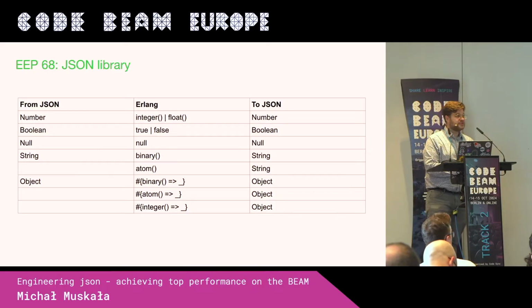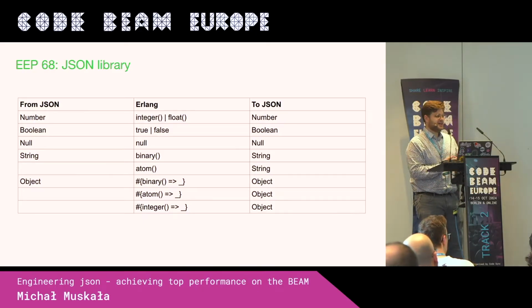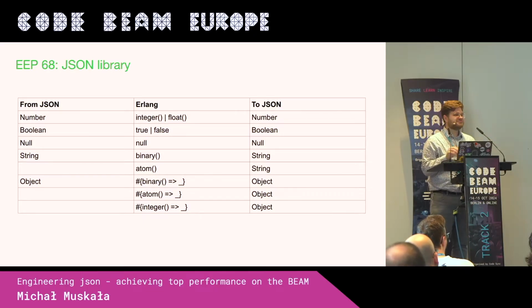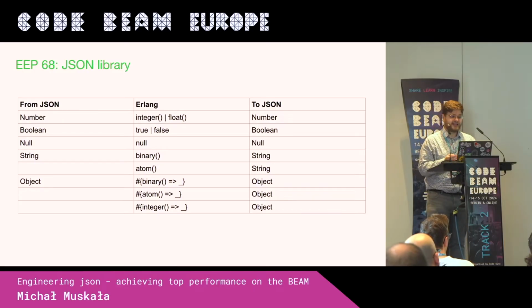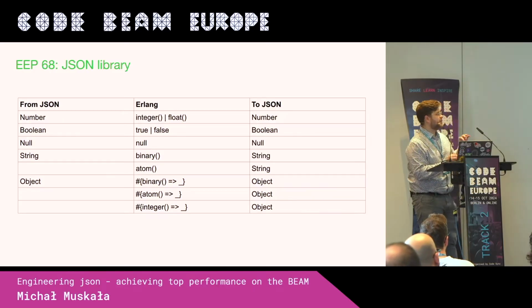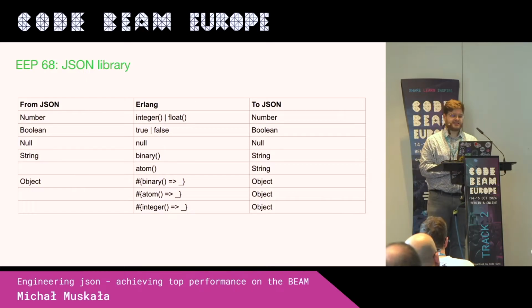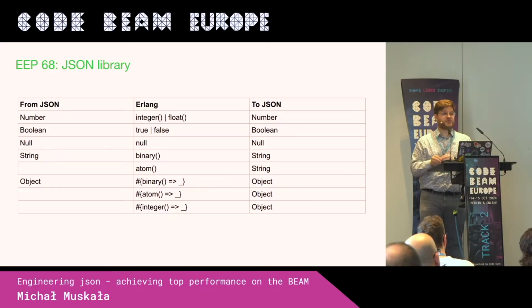And for the simple API, I came up with a very natural mapping of data types, right? Numbers are integers or floats, and booleans are true and false. Null becomes the atom null, and so on. But one important thing to note here is that you cannot do a round trip without losing information, because JSON has a much smaller variety of data types compared to Erlang.